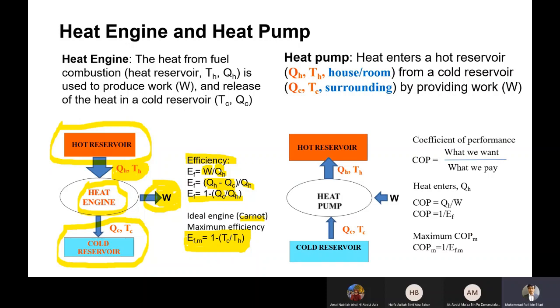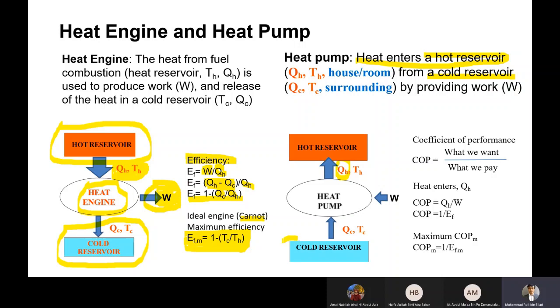Next, we have a configuration called a heat pump. A heat pump is not popular here because we have quite a hot climate, but it's very popular when you are in Canada or Russia maybe, or in Europe. So what is a heat pump? In a heat pump, heat enters a hot reservoir, so basically QH here, from a cold reservoir.